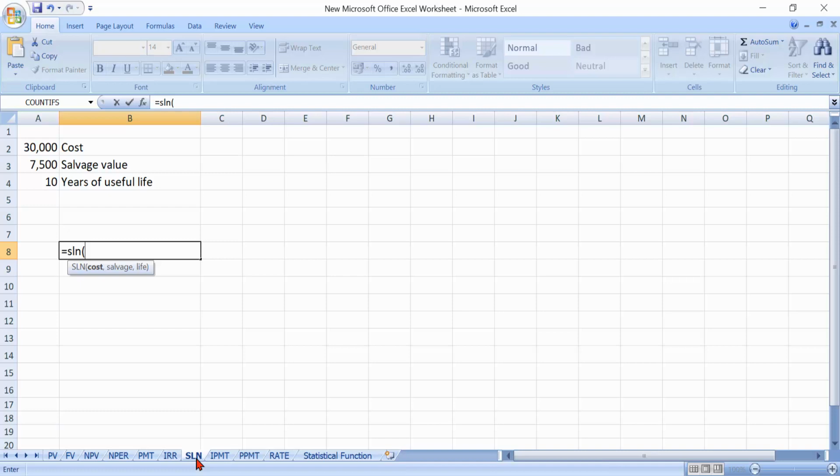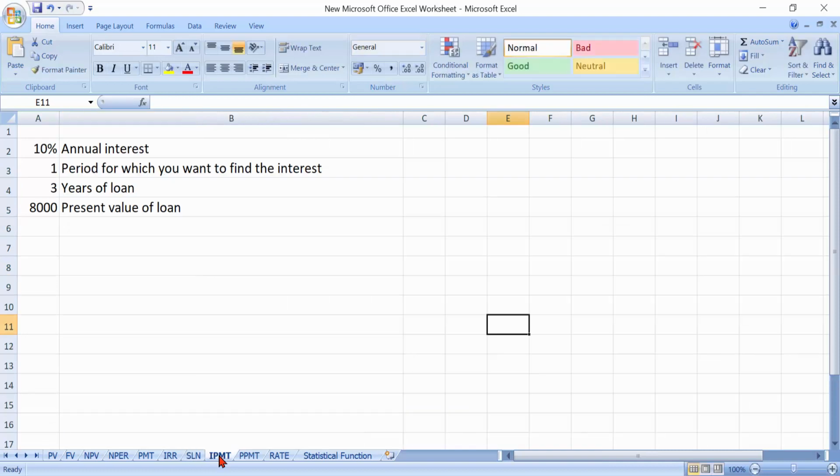So first one is cost, so let me guess like 30,000. Then salvage value, that is 7,500, and years of useful life 10. So here 2,250, that is depreciation allowance for each year, right?